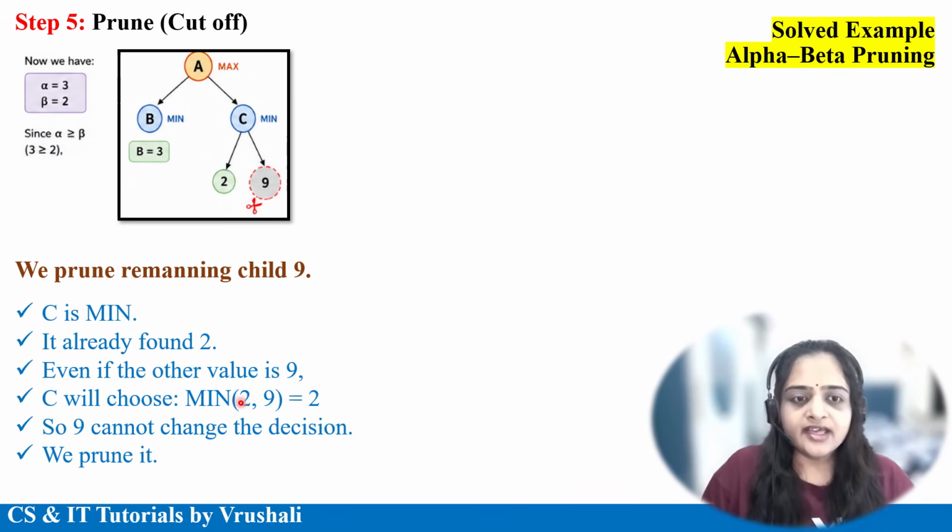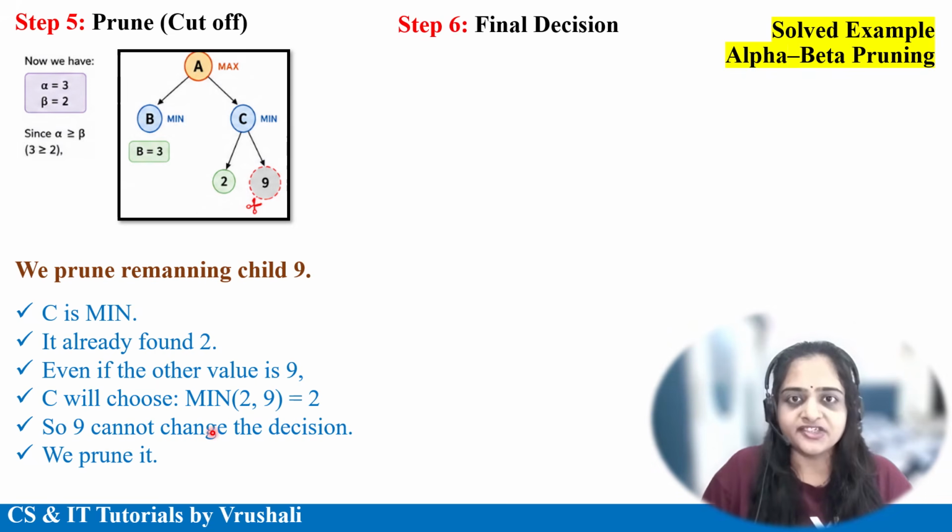So when we compare 2 and 9, minimum is 2, right? So 9 cannot change the decision. Suppose there is a 1 value. So it can change the decision, right? But 9 is already greater than 3 and 2. So 9 cannot change the decision. So we prune it. We cut off this branch.